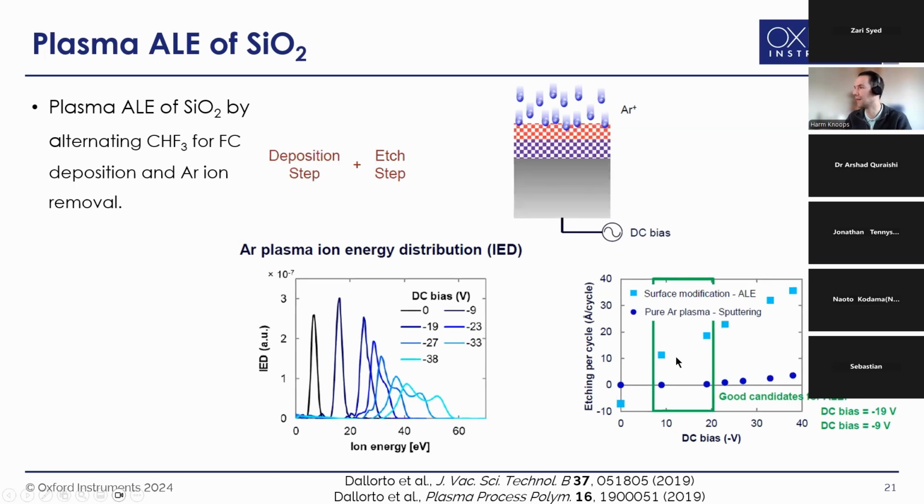And then, for those conditions, if you turn on the etch step included in your cycle, you do get etching. So you don't get any etching with just argon, but you do get etching when you introduce the chemical step. And if you don't have any bias, you actually get deposition. You see here negative etching.